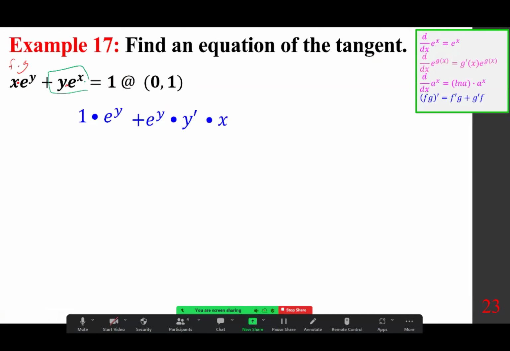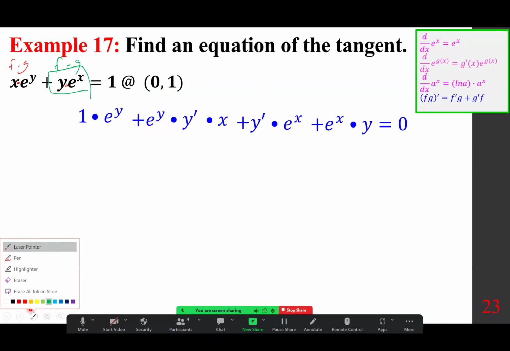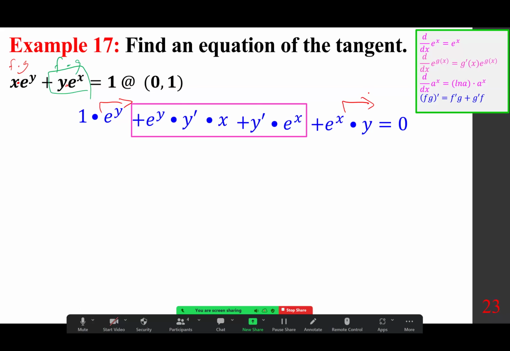The second part, this one is also f times g. So f prime makes it y prime times e to the power of x, plus e to the power of x, which is itself, times y. And of course, the right side is a number, and the derivative of any number is 0. Now, what do you want? You want to solve for y prime. So you're going to keep everything involving y prime, and the other terms move. So this moves, everybody, and this moves, and for these two we factor out the y prime.